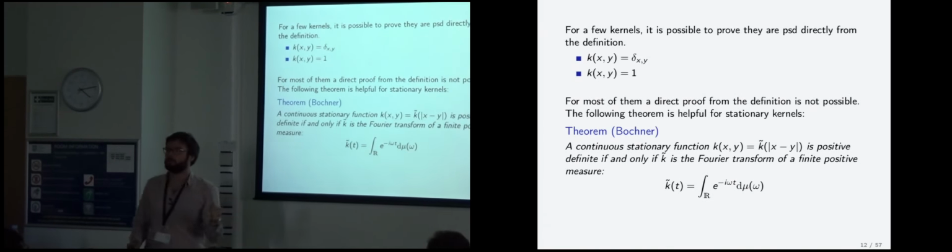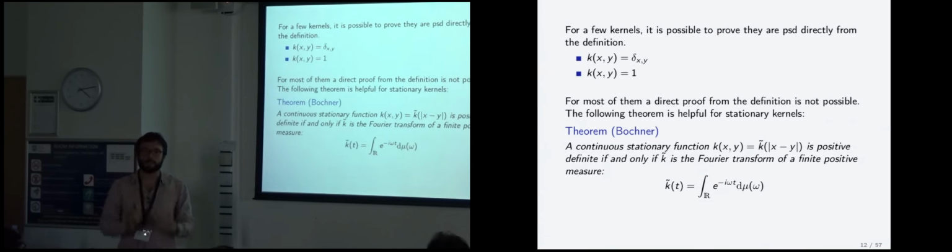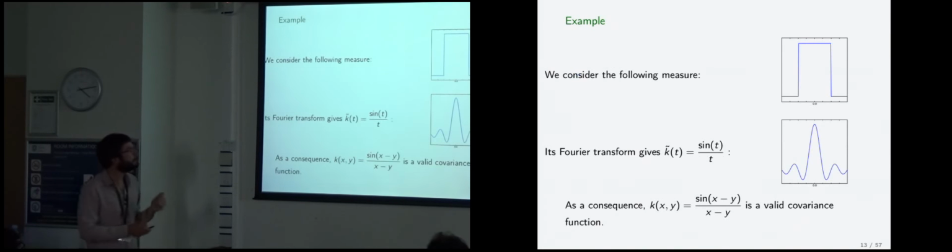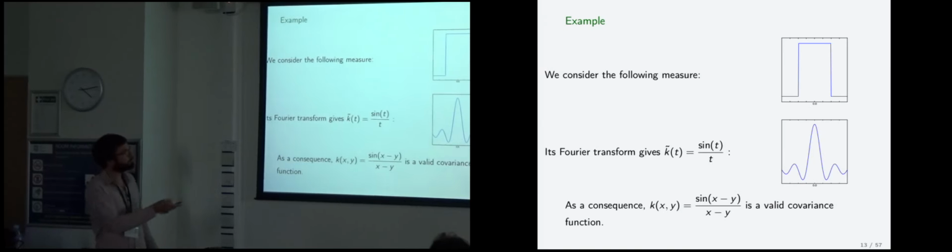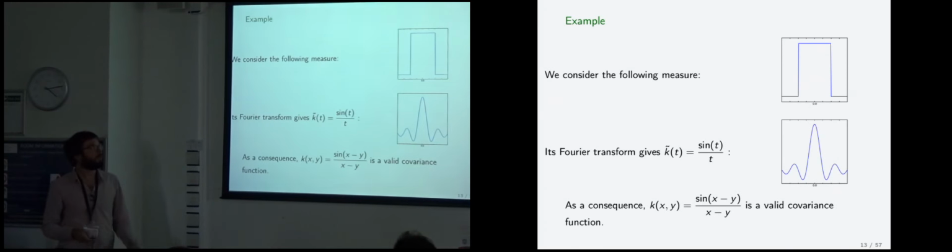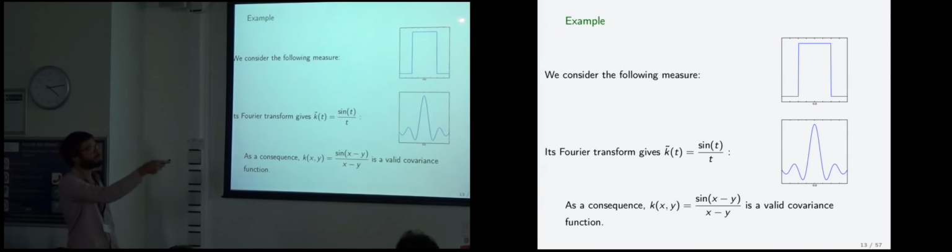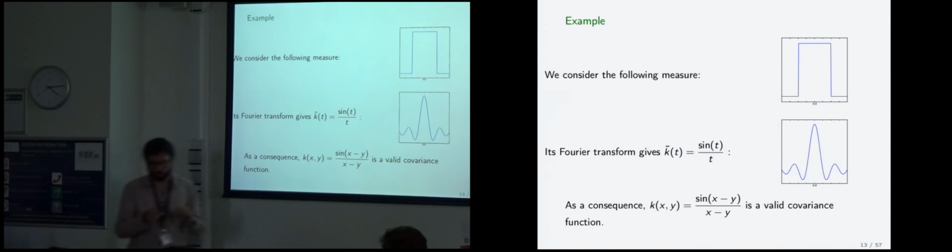So now, instead of showing something is positive definite, we just need to show that this quantity here is positive, which is much simpler: just saying this measure does not take negative values. So let's look at an example. If we take this measure, which is positive, equal to 0 everywhere except on this interval, we know that if we take the Fourier transform of this kind of function, we end up with a sine t over t function. So according to Bochner's theorem, this is a valid covariance function. It's something we can use and plug into GP models. So if you want, you can use that in your models.